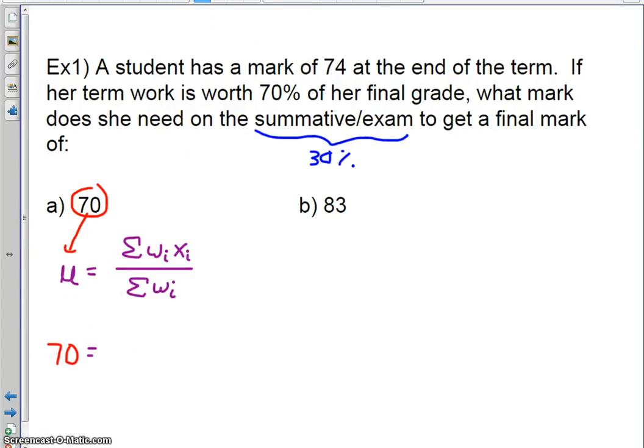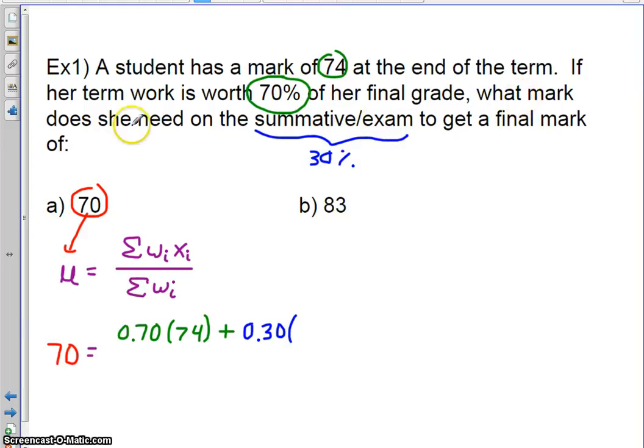So again, what we know here is that we have a mark of 74 that's weighted for 70%. Okay, so what we're going to do is take that weighting of 70%, turn it to a decimal, so I get 0.70 times that mark of 74. So again, we're weighting down that mark of 74 for the term. Okay, and we're going to have to add that to the summative exam mark. So we know it's worth 30%, so I'm going to weight that at 0.30, or just 0.3. And we don't know what that summative exam mark is going to be. That's what we're trying to figure out.